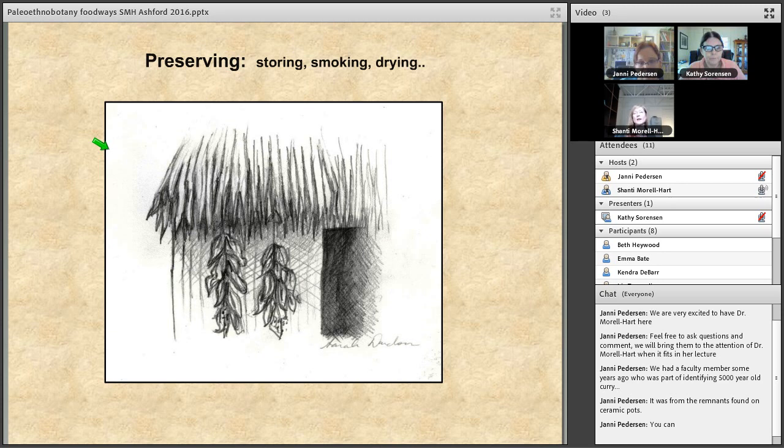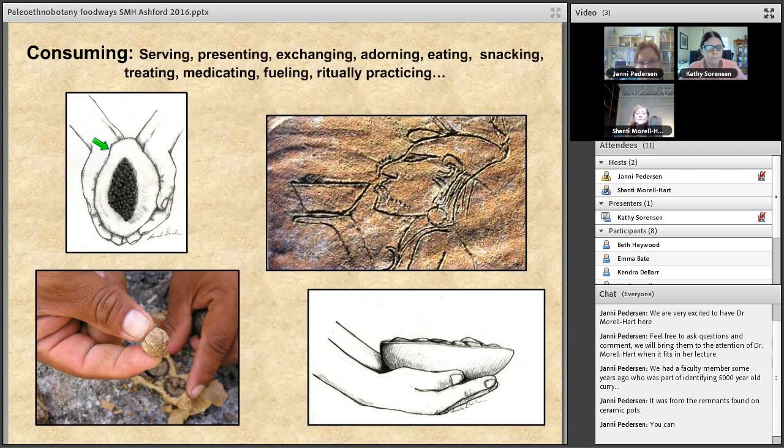There's preservation. So if you're going to store plants, whether for food or, in the case of this artist depiction right here, tobacco that's being cured and dried and stored for later. There are a lot of things that we can think about in terms of plant preservation.